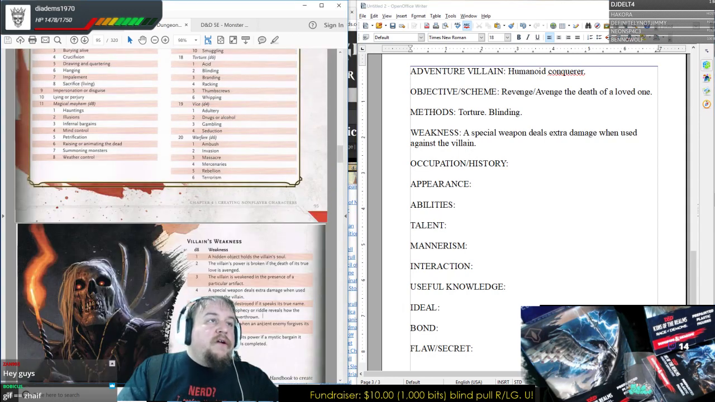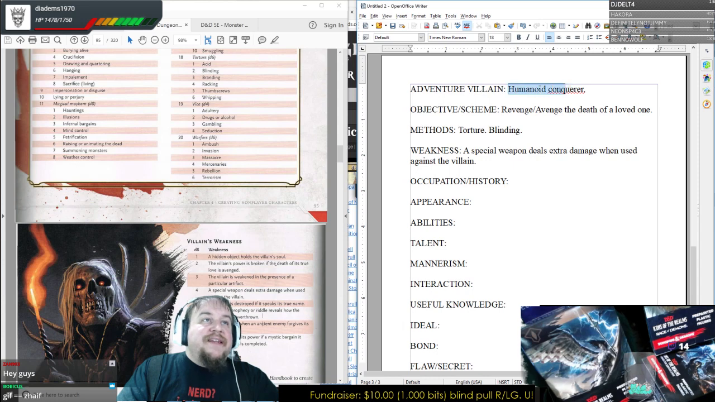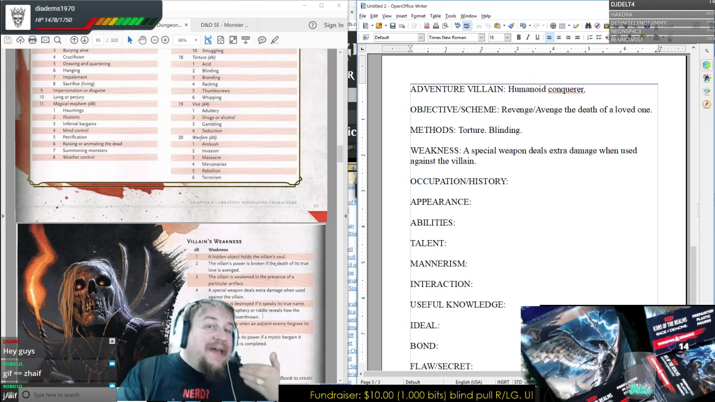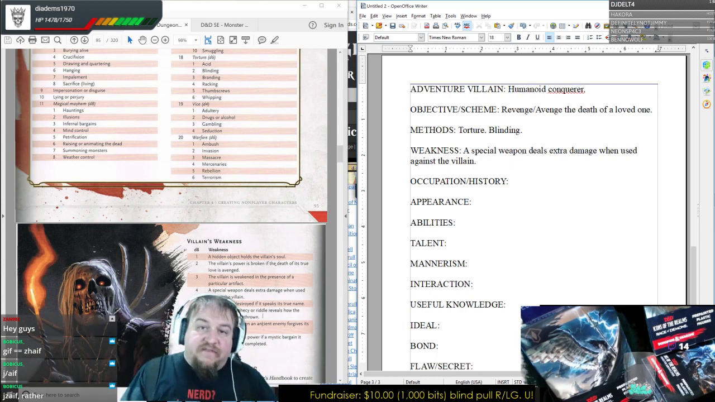Alright, so here are the particular villainous details that we are going to tack on top of our NPC outline, which is built on a foundation of here's the basic thought behind this villain that the PCs are going to encounter.